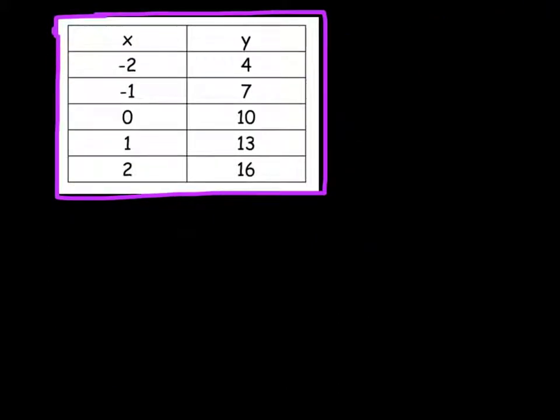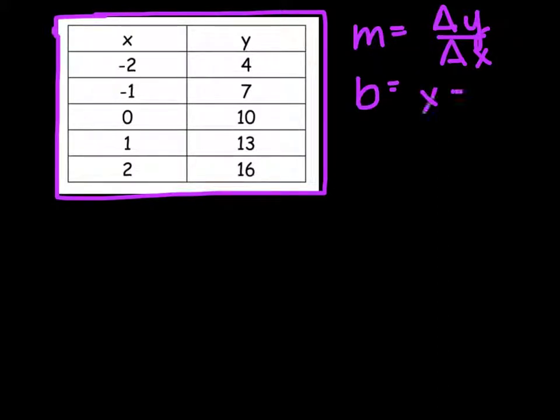All right, let's try one more. So again, when I'm identifying it from my table, I want to find the m and the b. Remember, m is found by looking at the change in y over the change in x. And the b is found by looking to where x is equal to 0. Okay, so let's start with our m. To find our m here, we're looking for the change in y.